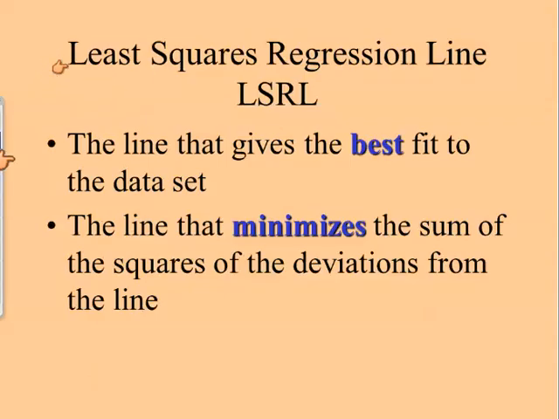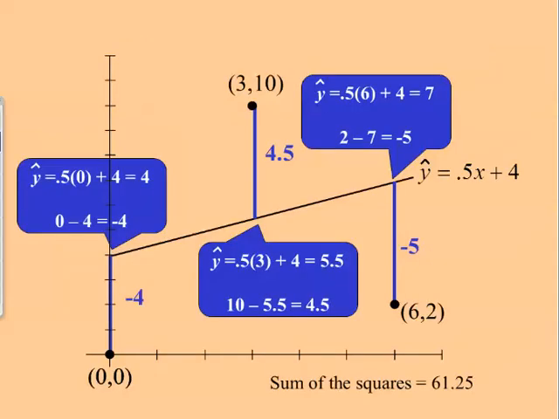So, the least squares regression line. It is the line that gives the best fit to the data set that we have. It's the line that minimizes the sum of the squares of the deviations from that line. Let me explain both those two things by going through several examples here.